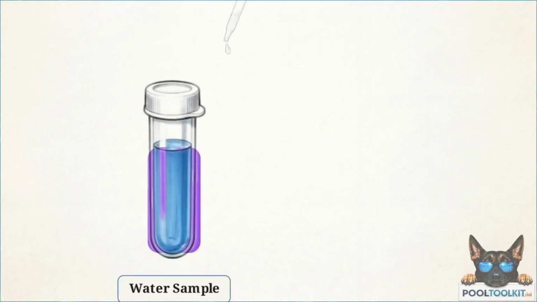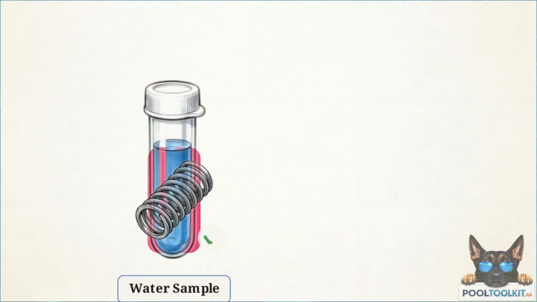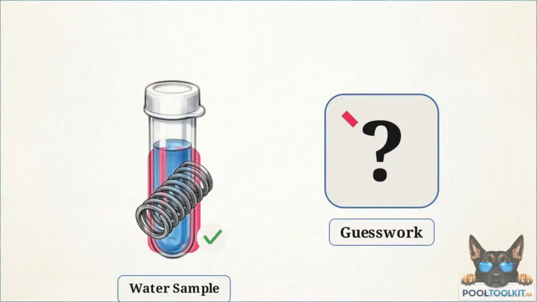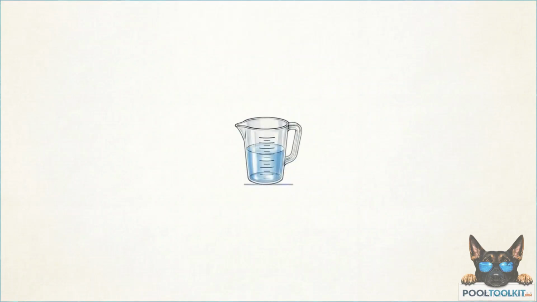The real advantage of the demand test is that it does that math for you by counting the drops it takes to shift the color in your actual water sample. The test automatically factors in that invisible shock absorber, so you never have to guess how hard the water will push back. Once you have your drop count, you need to turn it into a physical dose.